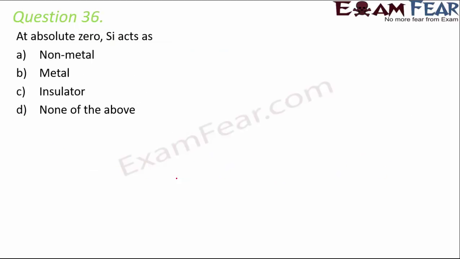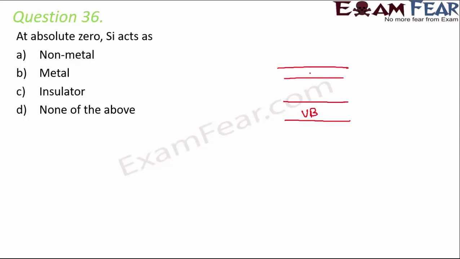Question number 36. At absolute zero, silicon acts as: non-metal, metal, insulator, none of the above. Now, silicon is a semiconductor with a negative temperature coefficient of resistance. However, at absolute zero, it behaves like an insulator. But at very high temperature, it behaves like a conductor, because some of the electrons jump across. Silicon is a semiconductor, so it doesn't have overlapping valence band and conduction band.